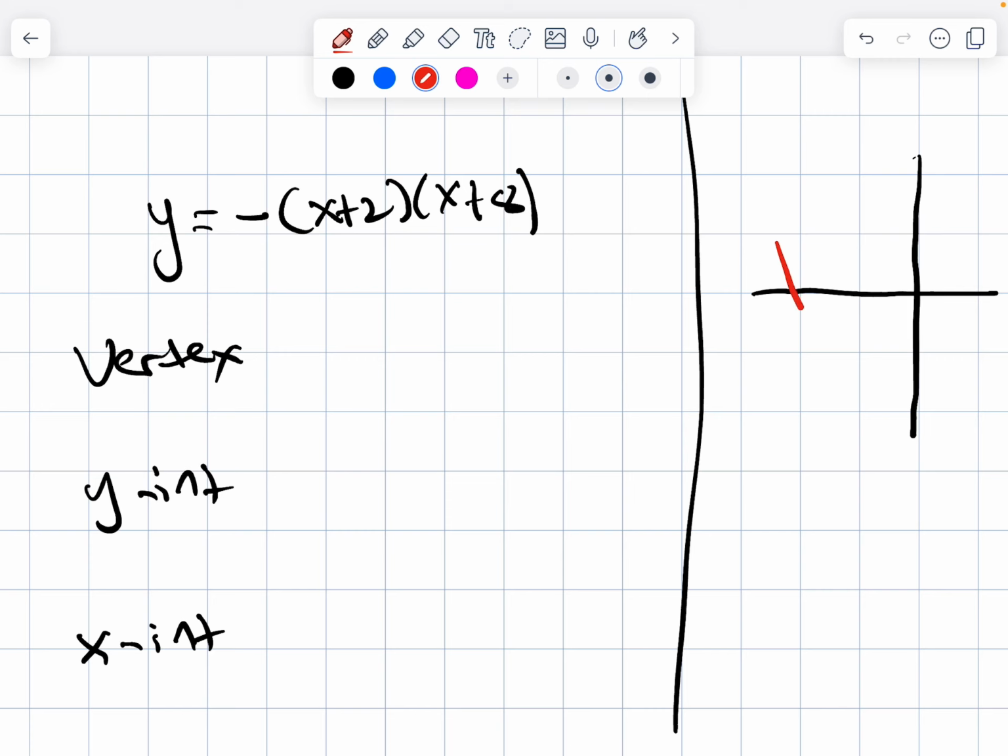Our graph is going to look something like that. And let's talk about what these different points are. These points, where it crosses the x-axis, are our x-intercepts. And at these points, the y value is 0. Now, why does the y value equal 0? The y value measures how far up and down you are, and right along the x-axis, our y value is 0. So this point is something comma 0, and this point is something comma 0.